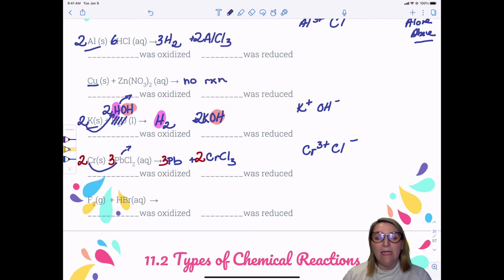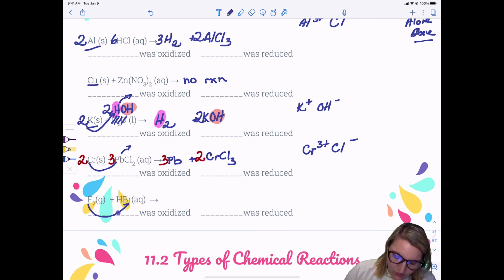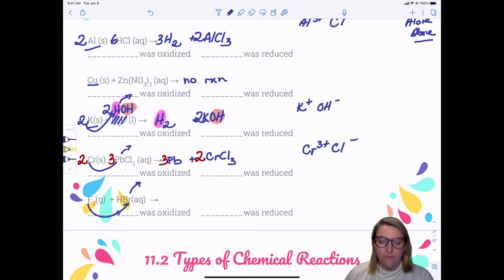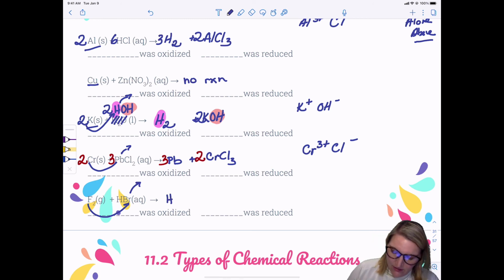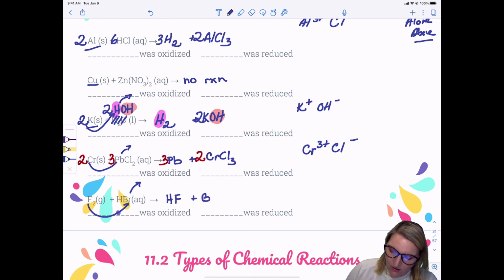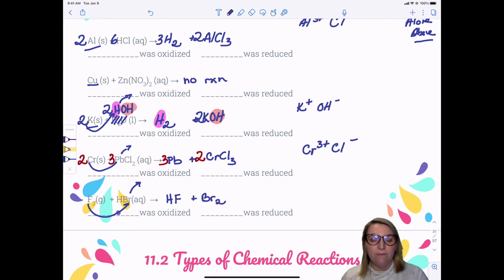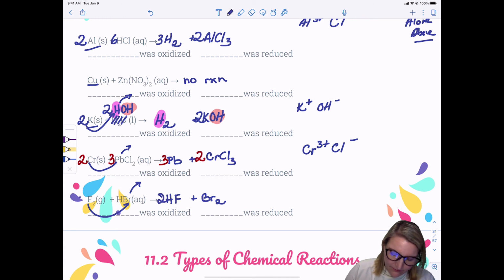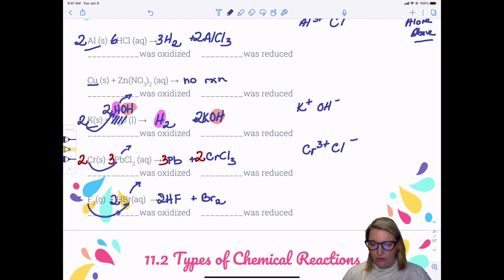And the last one is a nonmetal replacing a nonmetal. So what you're asking yourself now is, is fluorine above bromine? And it is, because the activity series for the nonmetals is the periodic table. So remember, fluorine boots out the bromine. Hydrogen will combine with fluorine and bromine will be all by itself. And of course, to balance that, you put a 2 in front of those two.